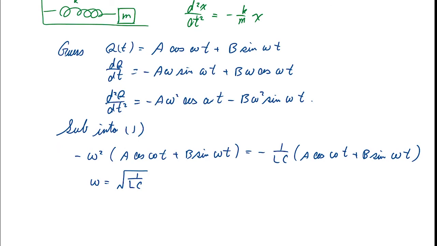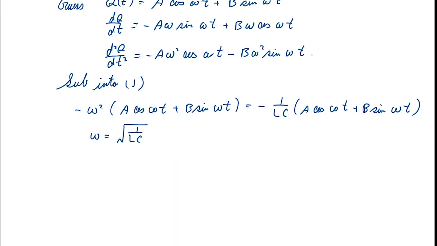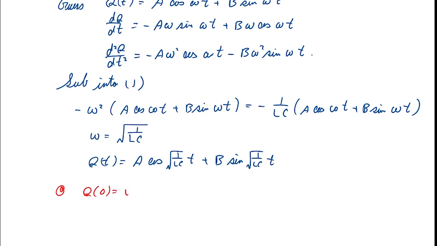You get it. Okay. So our solution, Q of t, is equal to A cosine square root of 1 over LC t plus B sine square root of 1 over LC t. Look familiar from simple harmonic motion? Now we use the initial condition. Initial condition Q at zero, whatever we call it, Q naught. If we do that, the left-hand side becomes Q naught, and the right-hand side becomes A, and this becomes 1, and this becomes 0. So A is equal to Q naught.